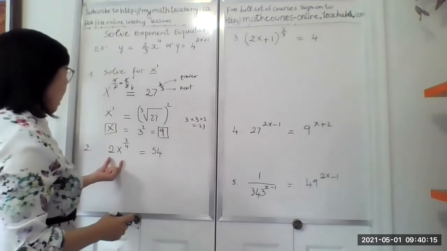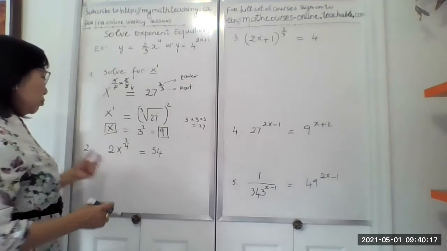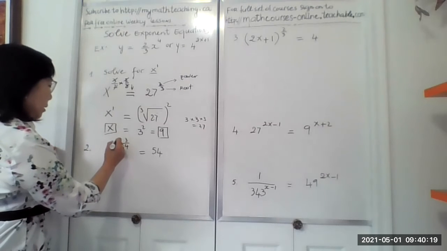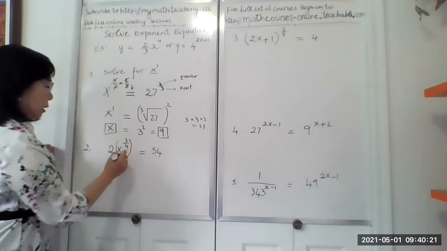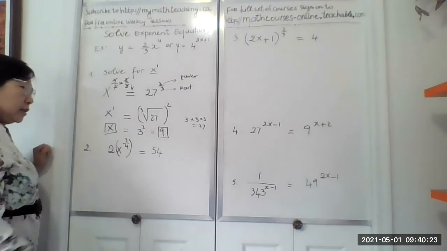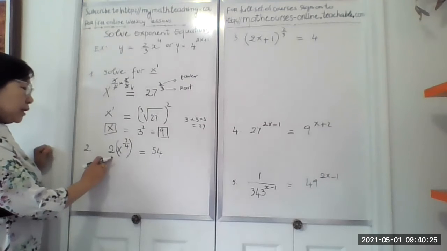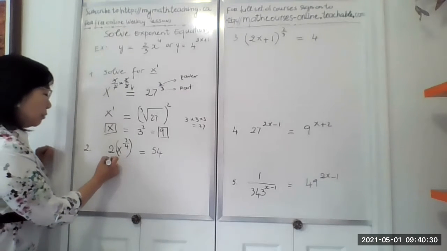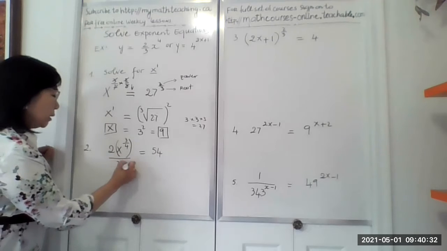Now, this time we have (2x) to the power 3 over 4. Basically, we can separate them with brackets like that. First of all, I want to get rid of the number 2 here. It means that I will divide both sides by 2.